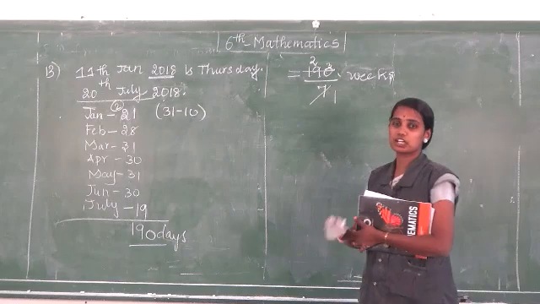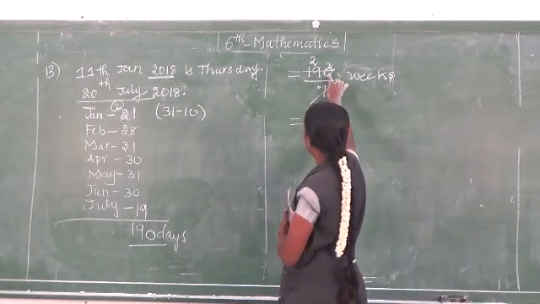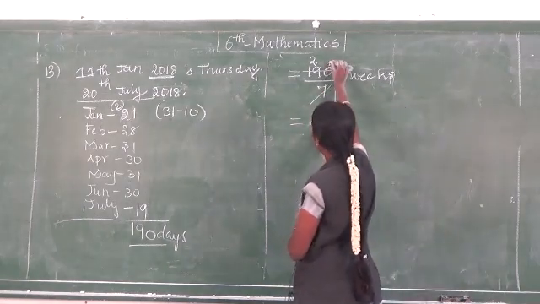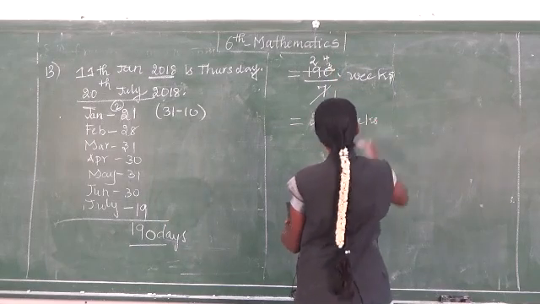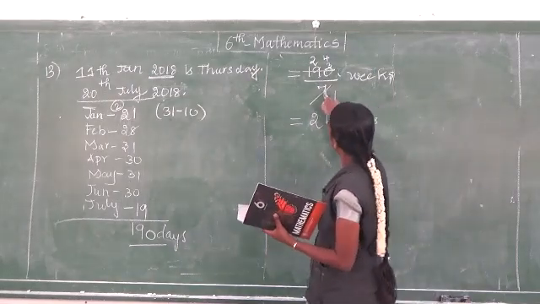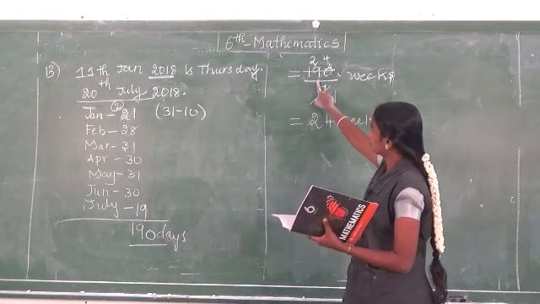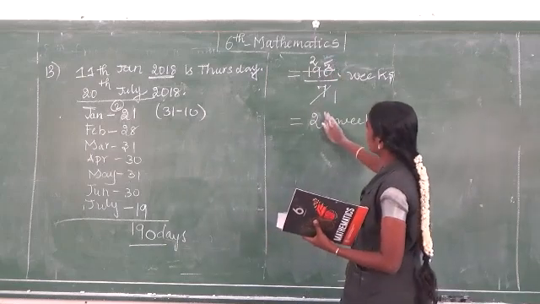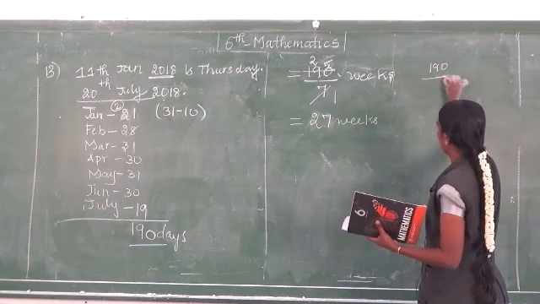30, how many times will come? Maximum 4 times. So 28, yes or no? 28, 4 times. So remaining how many days will there? So 30, here 2 times, 15, here 5, 50, 50 means 49. 27 weeks, 190 divided by 7.